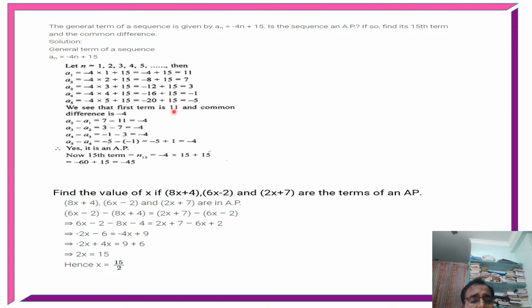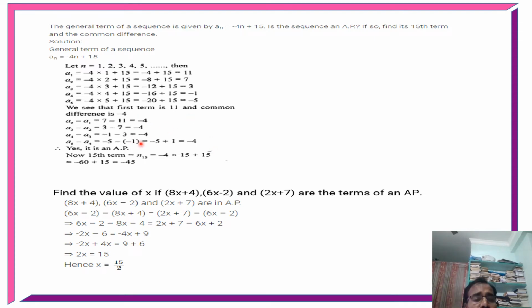As we see, the first term is 11. So a2 minus a1 equals 7 minus 11, minus 4. Similarly, a3 minus a2, 3 minus 7, minus 4. a4 minus a3, minus 1 minus 3, minus 4. a5 minus a4, minus 5 minus of minus 1, minus 5 plus 1, larger number negative, minus 4. In all 4 cases it is a fixed value, the common difference.